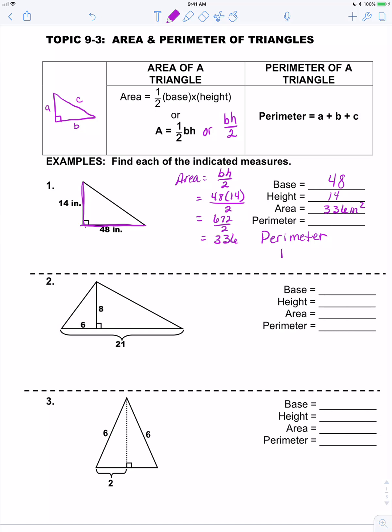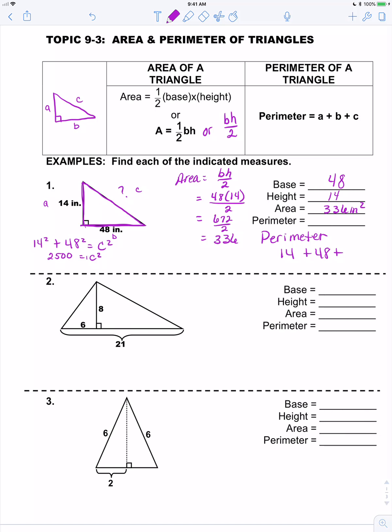Okay, so the perimeter, remember, is all the sides added up together. Well, we know one side is 14, we know the other side is 48, but we don't know what this side is. So we're going to have to use our Pythagorean theorem to figure out what that side length is. And remember, your a squared plus b squared is equal to c squared. So we're just going to use that formula, 14 squared plus 48 squared is equal to c squared. Well, 14 squared plus 48 squared is 2,500. You can use a calculator to figure that out if you need to.